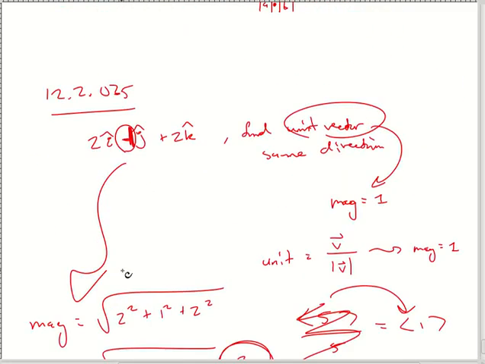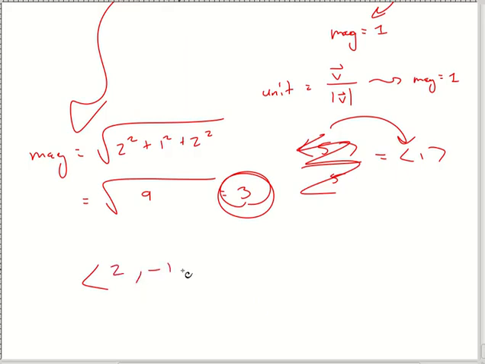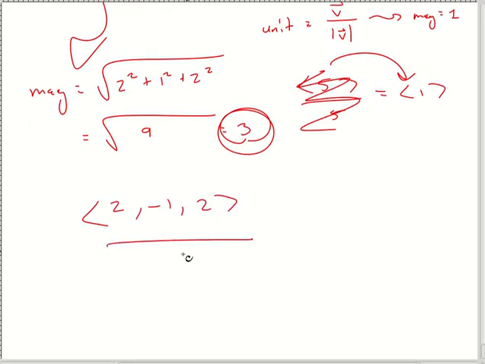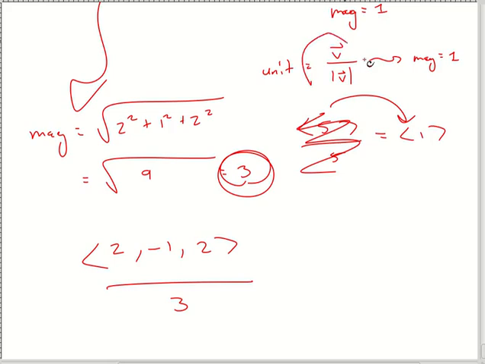What we do then is take our original vector and divide it by its magnitude, just following this formula right there. So you distribute that 3 into all 3 of those. Oops, I already did the equal sign. And so I would get 2/3, -1/3, 2/3. And there's your final answer.